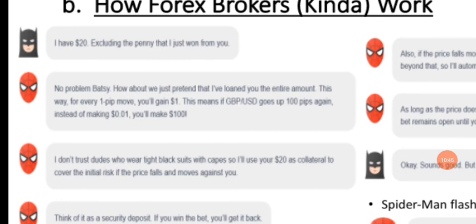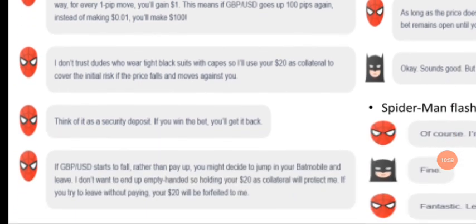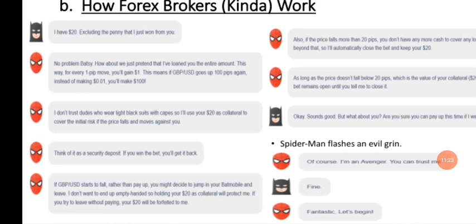That's what Spider-Man says. And again, Spider-Man replies, "I don't trust dudes who wear tight black suits with capes, so I'll use your $20 as collateral to cover the initial risk if the price falls and moves against you. Think of it as a security deposit. If you win the bet, you'll get it back. If Great British Pound US dollar starts to fall, instead of paying up, you might decide to jump in your Batmobile and leave. I don't want to end up empty-handed. So holding your $20 as collateral will protect me. If you try to leave without paying, your $20 will be forfeited to me."